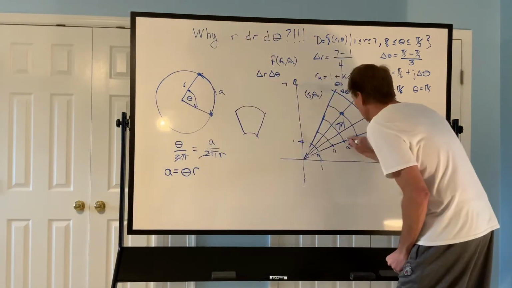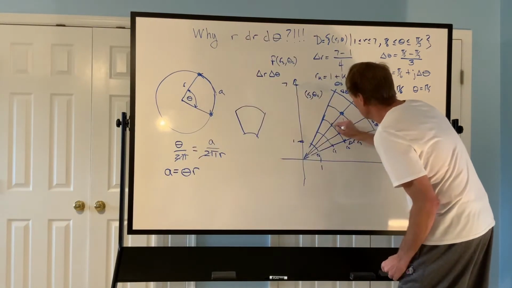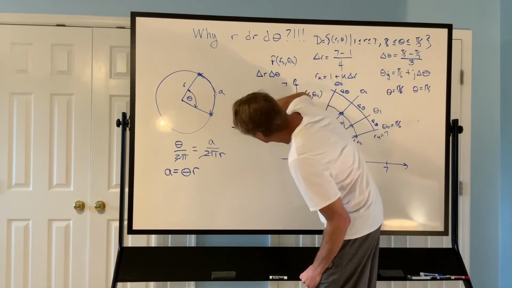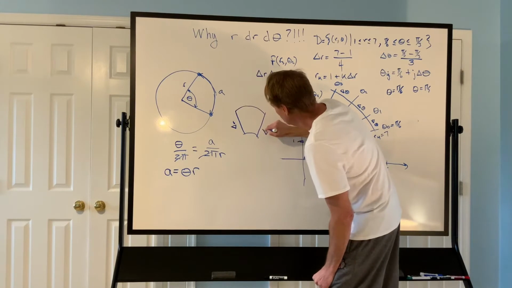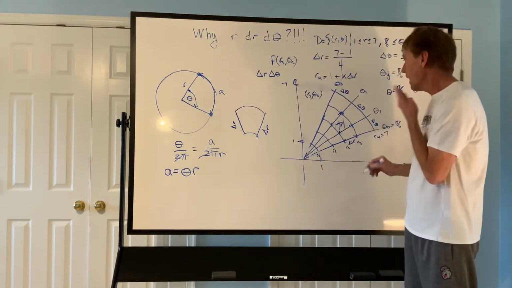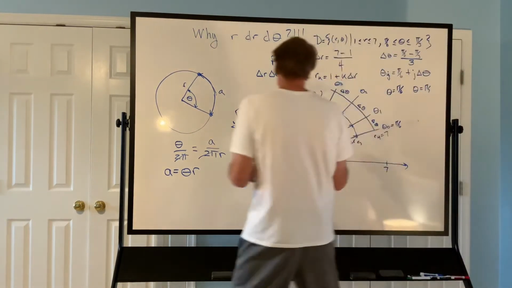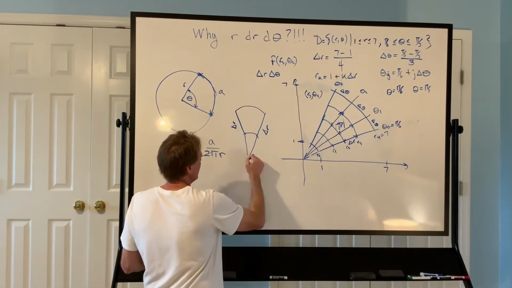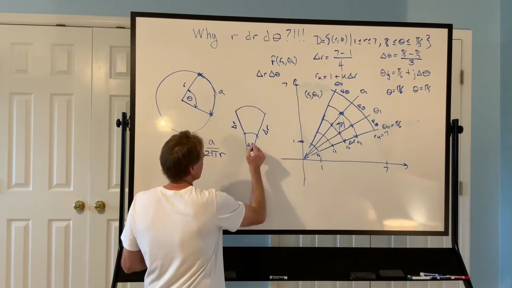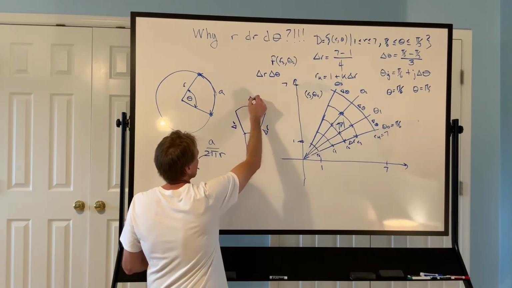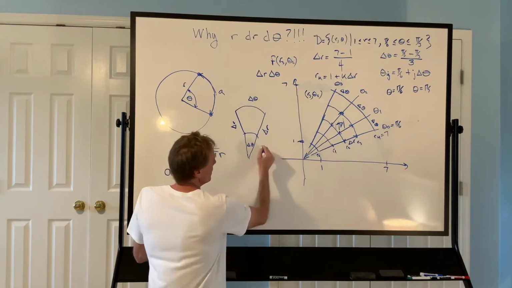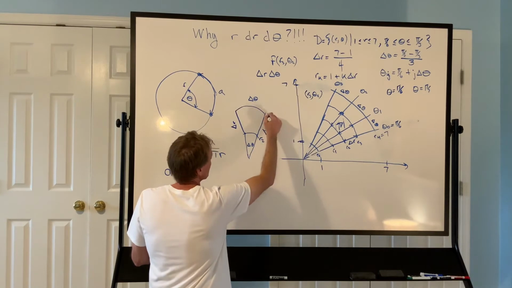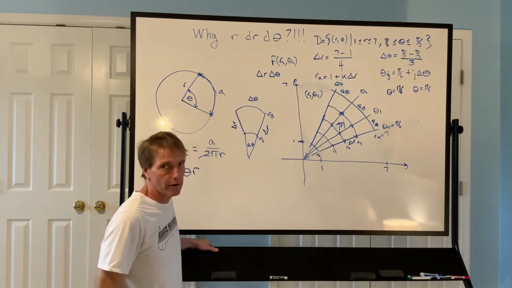Now I know the distance between there and there is delta r. Okay, I know the angular measurement here, if I just extend this down, my angular measurement is delta theta. And it's an angle, so this is delta theta. This radius is R2. That radius is R3.